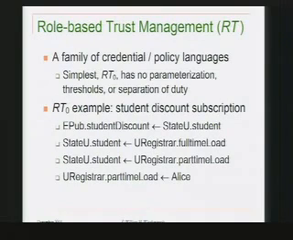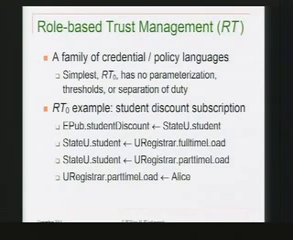So the language that we'll be working with for this talk is called RT, for role-based trust management. RT is actually a family of policy languages, the simplest member of which, RT0, satisfies all the requirements on the previous slide except for the three shown here. It doesn't support parameterization, thresholds, or separation of duties. Those features are supported by other members of the RT family, but we won't talk about them in today's talk.